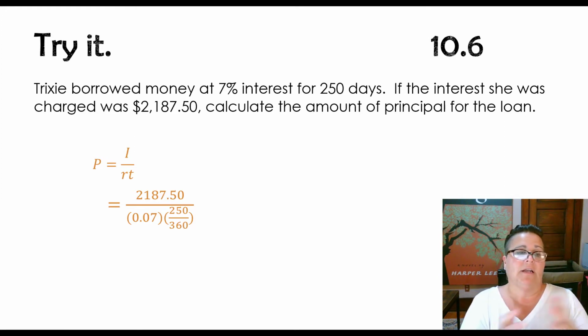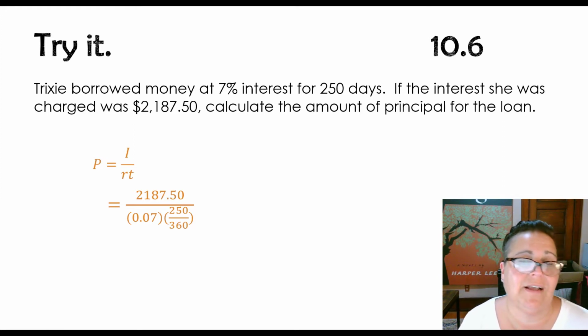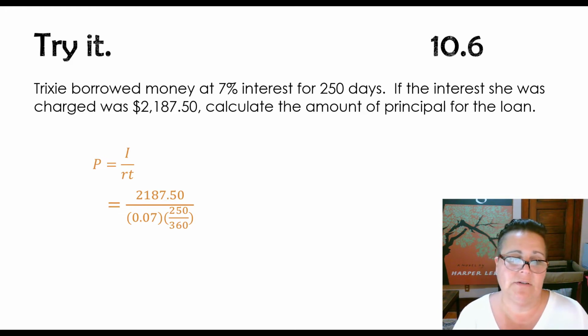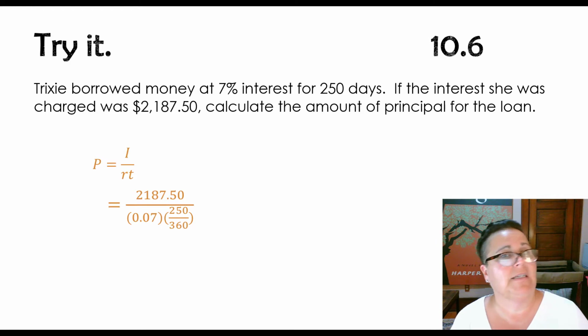So on my calculator, I'm going to be doing 2187.50 divided by 7% or 0.07 times 250 over 360.